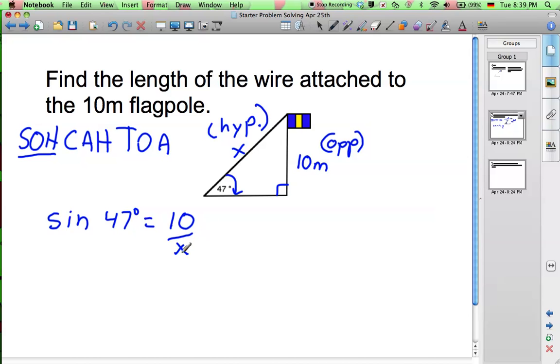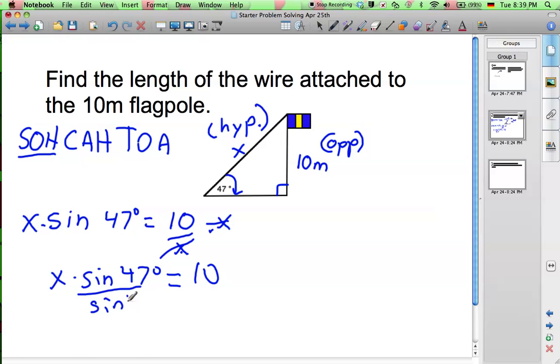Okay, we have to now solve this equation for x, so we have to do this in a couple steps. First of all, we want to get rid of this fraction. So we can multiply both sides by x, and then the x's will cancel over here. We have x times sine 47 degrees equals 10. To solve for x here, we have to get rid of this sine 47. So we can divide both sides by sine 47. And then we just have x equals 10 divided by sine 47 degrees.